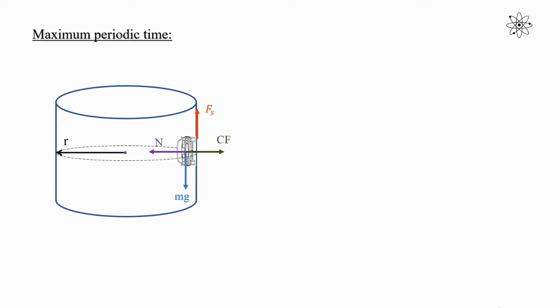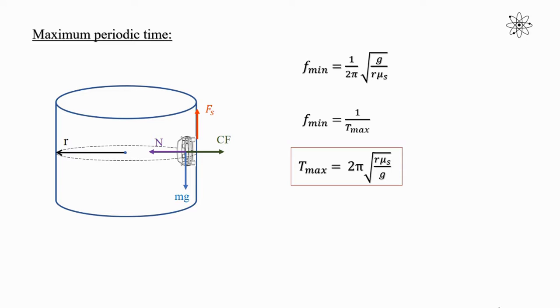Maximum periodic time. Now why do we consider the maximum periodic time? As the frequency has a minimum value, the relation between the frequency and the periodic time is f is equal to 1 upon T. So if the frequency is minimum, the periodic time should be maximum because they are inversely proportional to each other. So I can write T max is equal to 2 pi under root of r into mu s upon g. This is the formula for the maximum period of rotation for the vehicle.